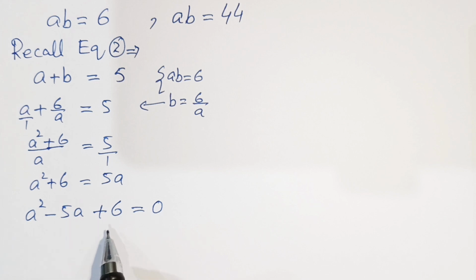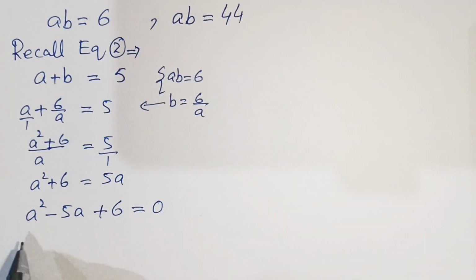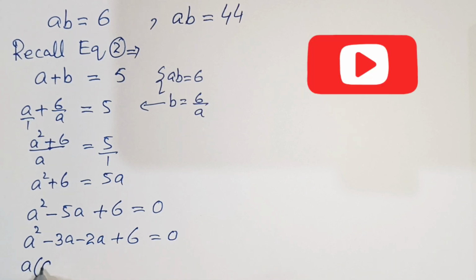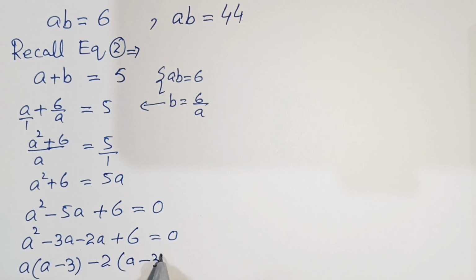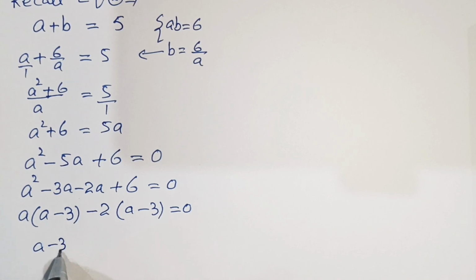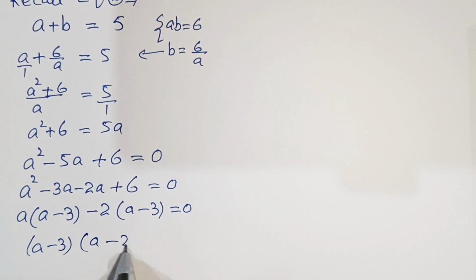Now it is a quadratic equation. We have to solve it by using the factorization method. So here we have a squared. We are going to split this minus 5a into minus 3a and minus 2a, and the product of 3 and 2 is 6. So we have plus 6 is equal to 0. Taking a common, we get a minus 3, and taking minus 2 common, we get a minus 3. Here our common factor is a minus 3, and the next one is a minus 2, is equal to 0.